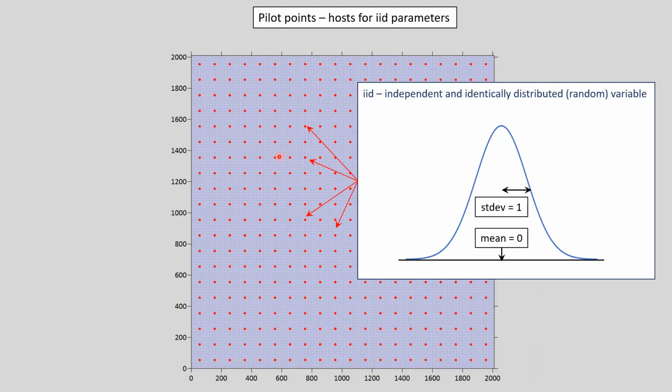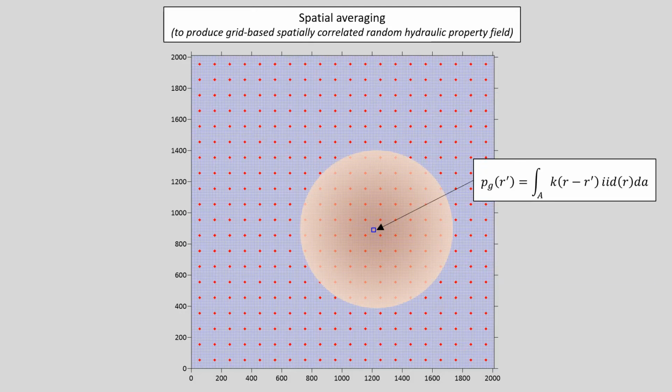So to go from our pilot points, which have IIDs associated with them, to a model grid in which we have a hydraulic property field that has the geostatistical characteristics that we want, we undertake spatial averaging of the IIDs that we assign to the pilot points. So all the pilot points have IIDs. Suppose we want to assign a hydraulic property value to this cell of the model grid. Then we sum the values of these IIDs with a weight. That is, spatial integration, spatial summation, but it's weighted spatial summation.